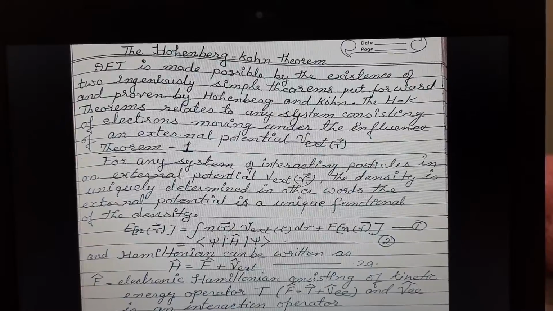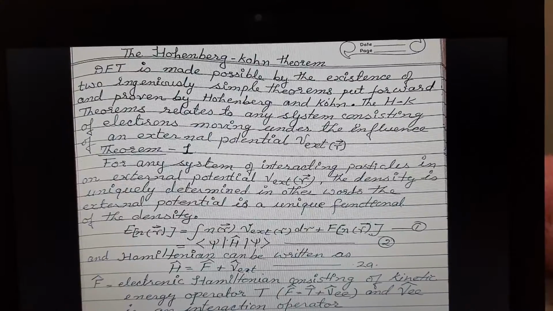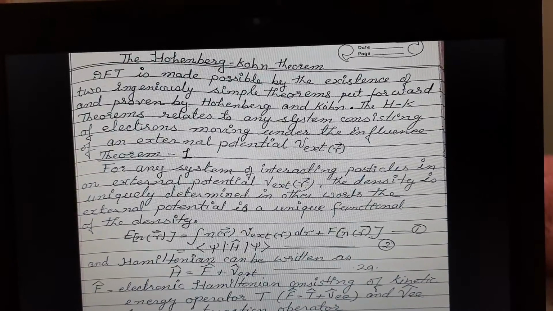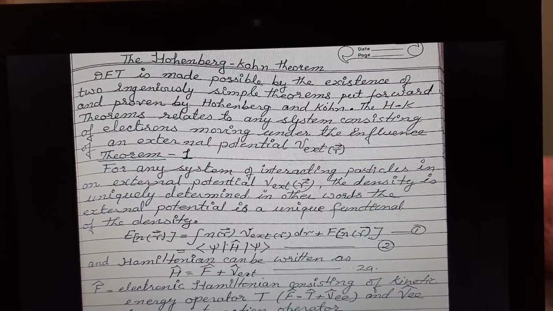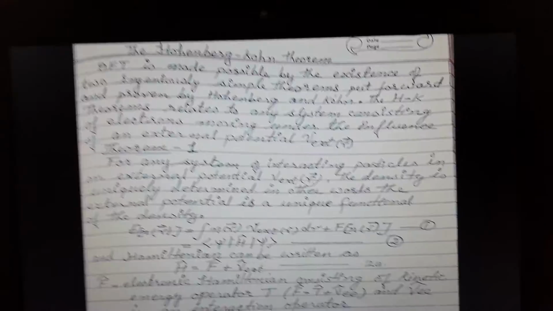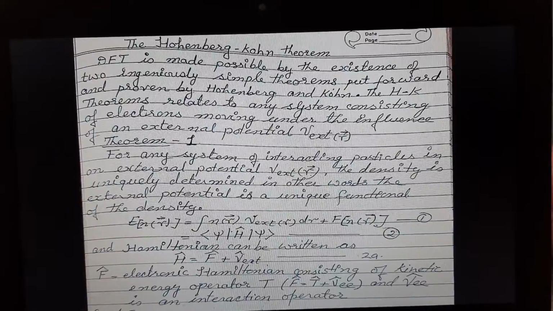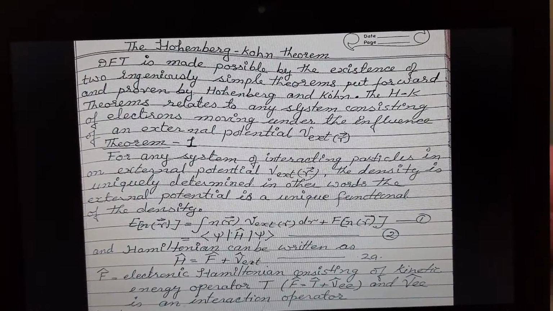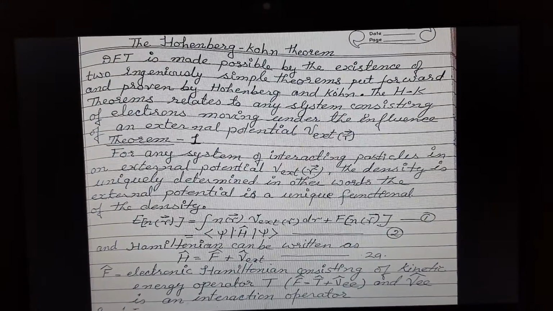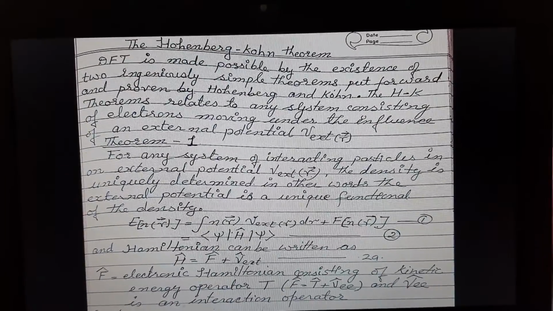And equation number 2, E[n(r)] is equal to <psi|Hamiltonian|psi>. The Hamiltonian can be written as H equal to F plus V external, where F is the electronic Hamiltonian consisting of the kinetic energy operator T. F is equal to T plus V_ee, and V is an interaction operator.